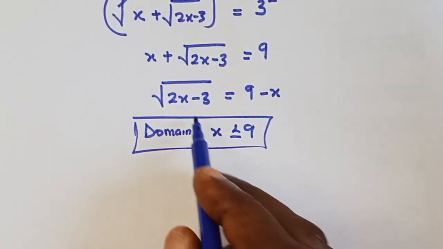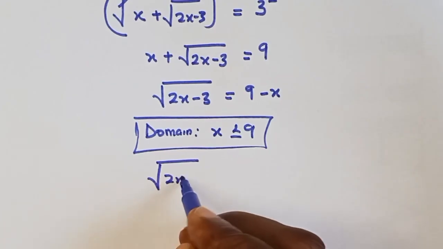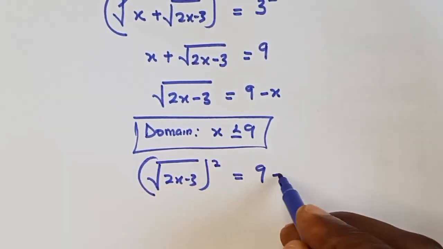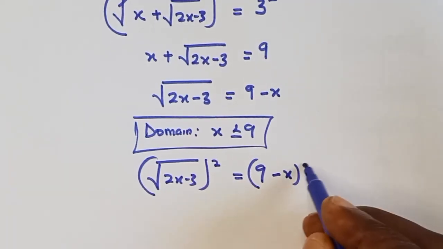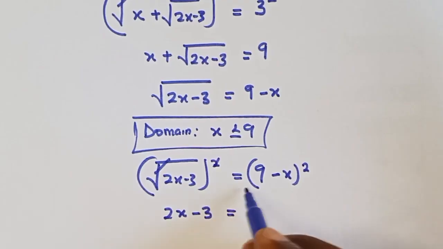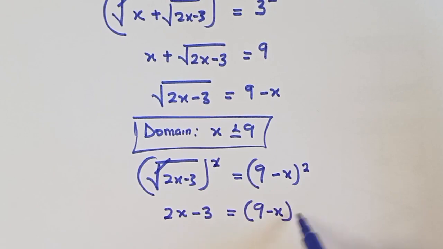Alright, so let's continue. We're going to square both sides again, so that this square can remove the square root. Then we have 2x minus 3 equals, we write this in two places, 9 minus x, and then we write it again, 9 minus x.